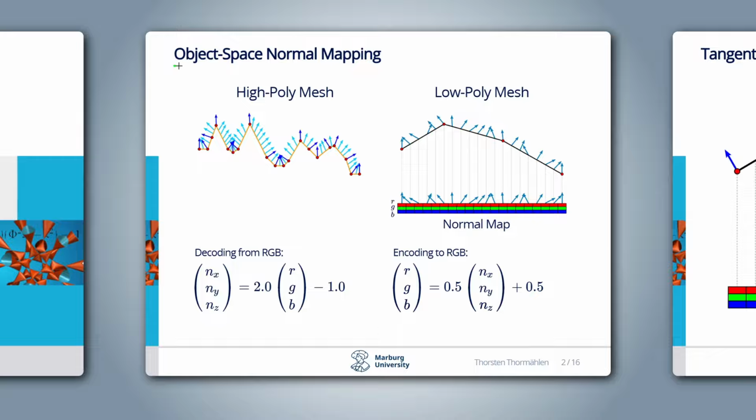This approach is called object space normal mapping because the normals of the high poly mesh are stored in its local object coordinate system. This means that when we apply a transformation to the mesh, we need to transform the normals accordingly. As we have discussed in episode number 3 of Shaders Monthly, normals can be transformed with a 4x4 normal matrix, which is computed by the transposed inverse of the 4x4 mesh transformation matrix. This concludes object space normal mapping.